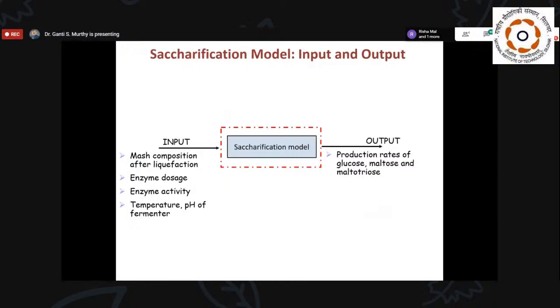Then, once we did that, we wanted to do a saccharification model. We did a similar model, again using the mash composition after liquefaction as the input, and the enzyme dosage. This time, the enzyme is called glucoamylase, which will break those small chains into individual glucose molecules. And the enzyme activity, again, is something we need to specify because enzymes from different biological organisms will have different activity at a given temperature and pH. So we need the temperature and pH of the fermenter. What we get out of this is the production rates of glucose, which is a single sugar; maltose, which is two glucose molecules joined together; and maltotriose, which is three glucose molecules joined together. So we get those things.